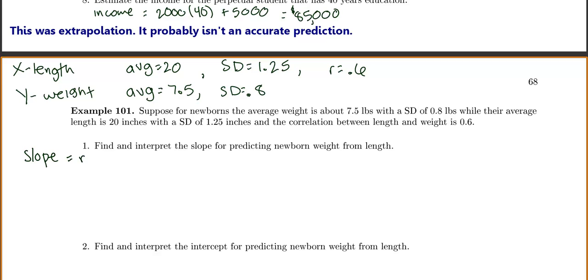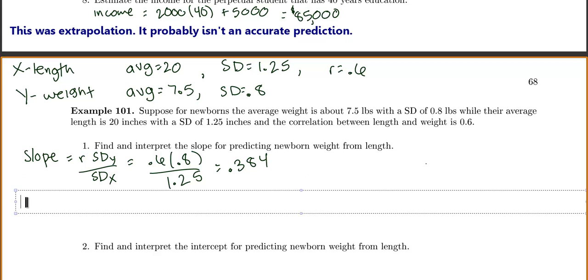Again, slope is r times the standard deviation of y over the standard deviation of x. So our correlation r is 0.6, the standard deviation of y is 0.8, the standard deviation of x is 1.25. So this gives me 0.384.